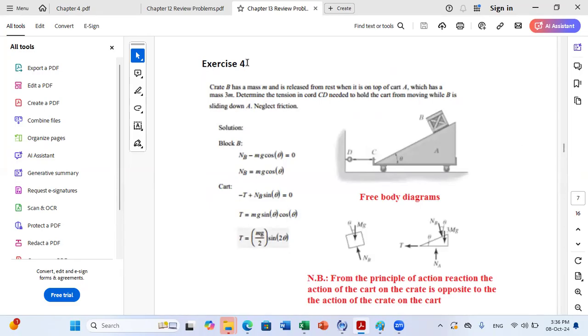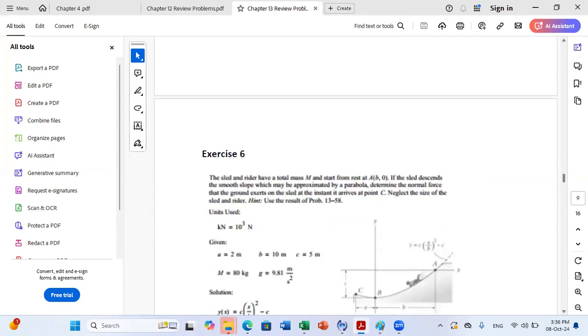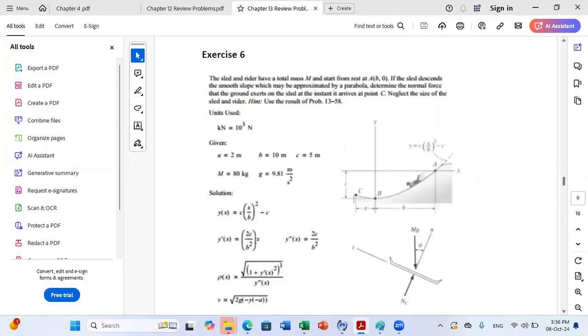In one of the exercises they used the energy conservation method, but we did not learn the energy conservation method. Yes, we will learn it exactly. We will learn it in chapter 14. You can solve the problem. It's with this one and this one, problem 5 and 6.